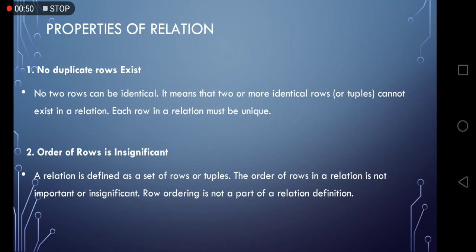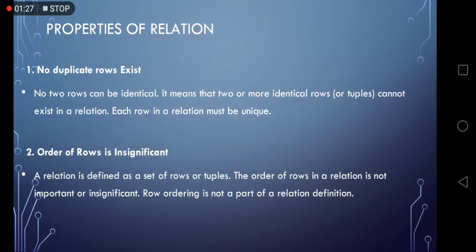First property is no duplicate row exists. No two rows can be identical or same. It means that two or more identical rows or tuples cannot exist in a relation. Each row in a relation must be unique. For example, in a student relation, there cannot be two records or rows for the same student. Uniqueness in a relation is granted by assigning the primary key for each relation.